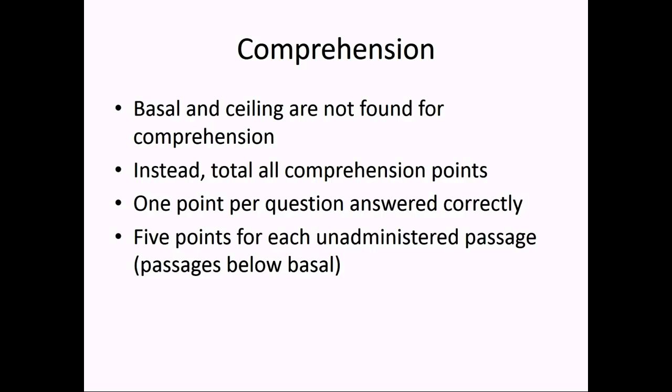Basal and ceiling are not found for comprehension. Instead, you just total all the comprehension points, 1 point per question answered correctly, 5 points for each unadministered passage below the basal.